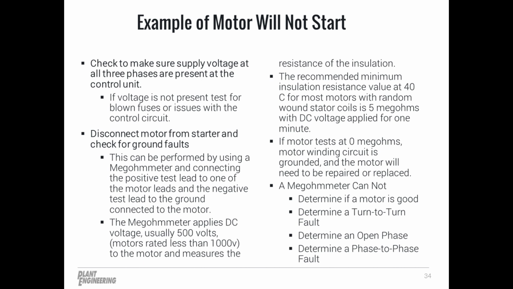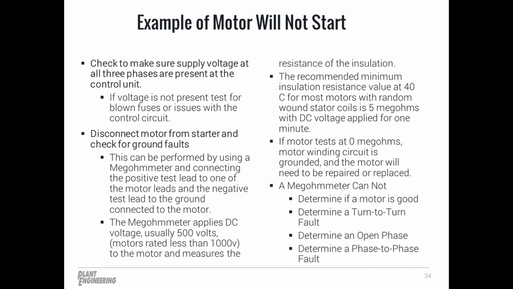With this test, the megger or megohm meter applies 500 volts DC to the motor and measures the resistance of the insulation to ground. The applied DC voltage is why it's important to remove the motor leads from any control circuit that may be used.